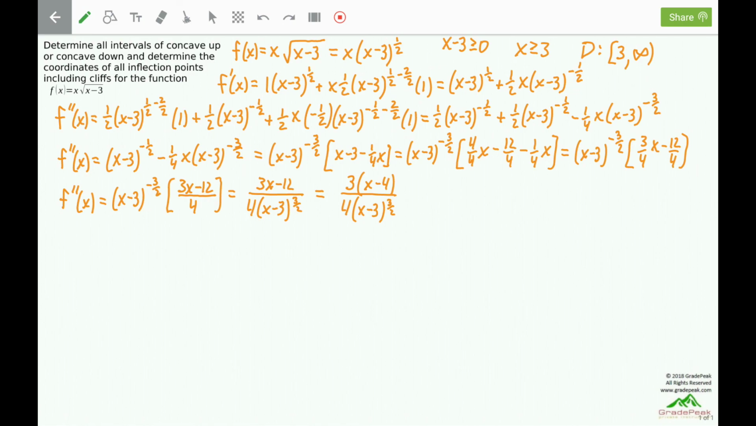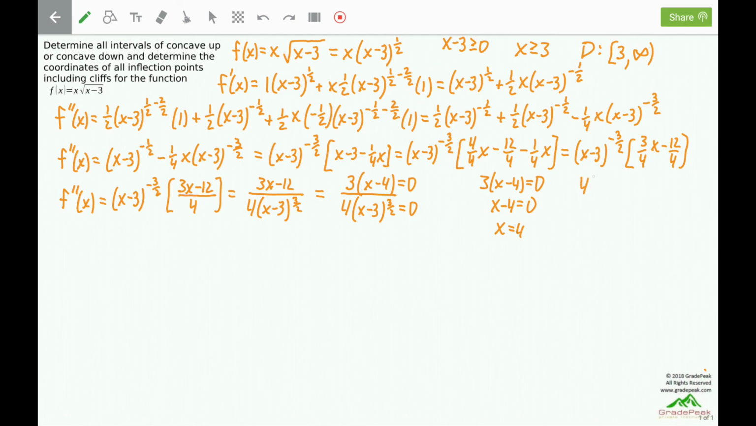So we have the second derivative written as a single fraction. It is fully factored, and all powers are positive. We can now set the numerator equal to 0 and the denominator equal to 0 and solve for all x's. Starting with the numerator, 3 times x minus 4 equals 0. We can divide by 3. X minus 4 equals 0. We can add 4 to both sides, so x equals 4.